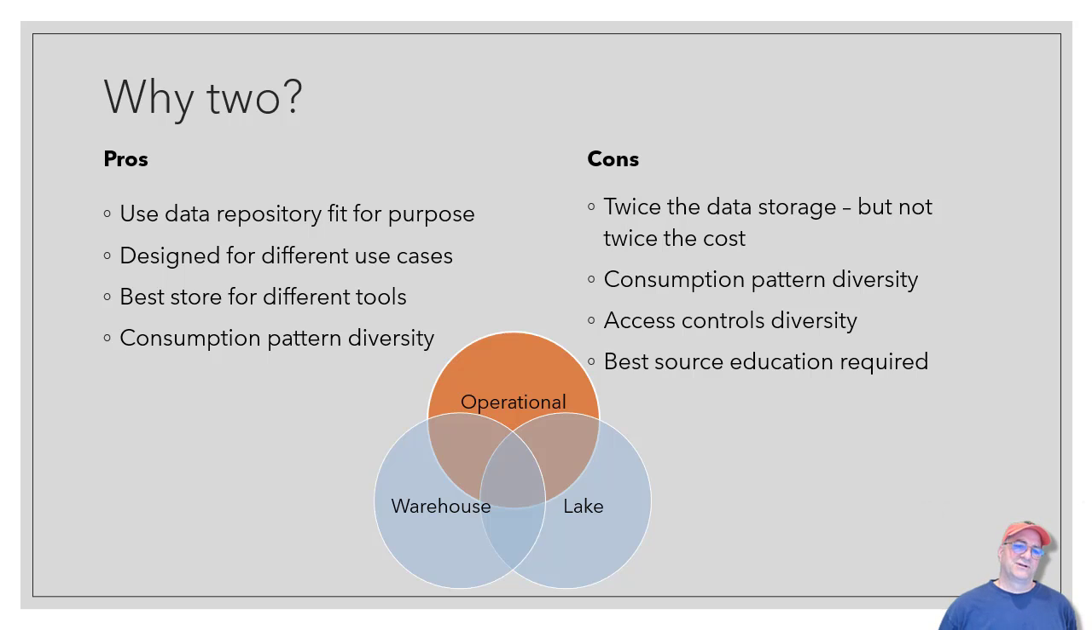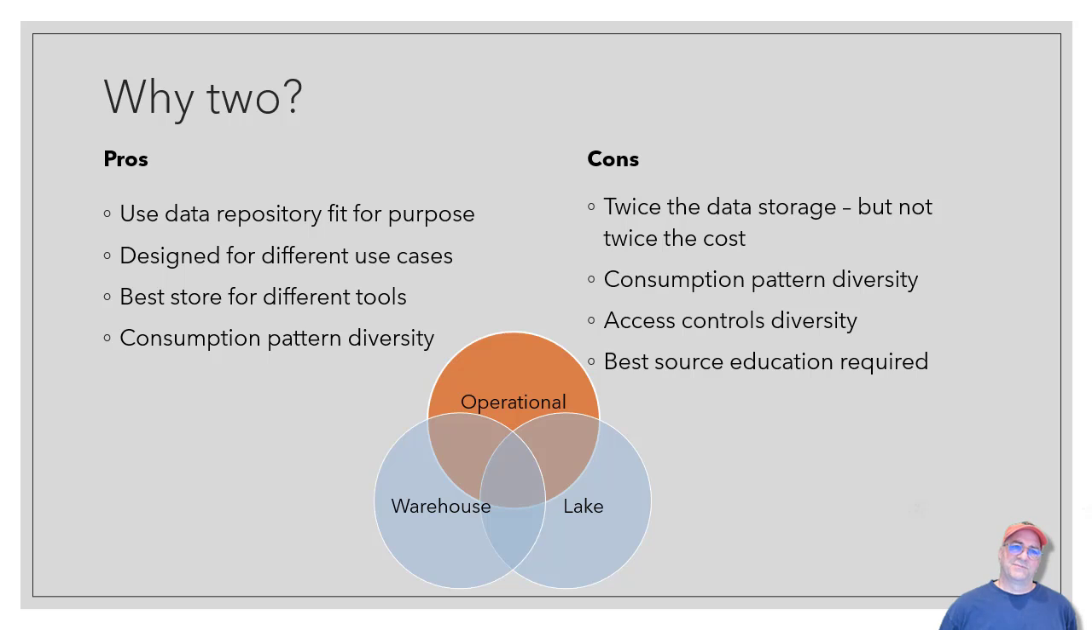The last pro I put here is consumption pattern diversity. That's because you might have different tools, people, programs, machine learning, something else that needs to get access to the data, and so one or the other data repository might be better. The cons of this: you pay for storage twice. It's not twice the cost because the storage costs differently. Data lakes tend to be the cheapest storage. They also have cold storage, and data warehouses are a little more costly. They have formatted storage and organized storage. But with modern storage and cloud pricing, it doesn't make that big a difference. It will when you get really large and you're using the heck out of it, but then hopefully you're using it the right way and you're getting the benefit of it.